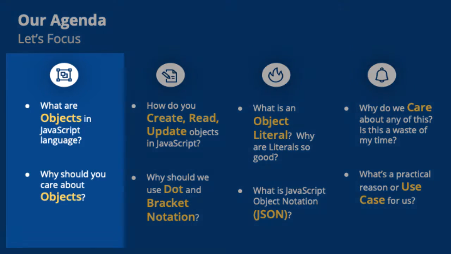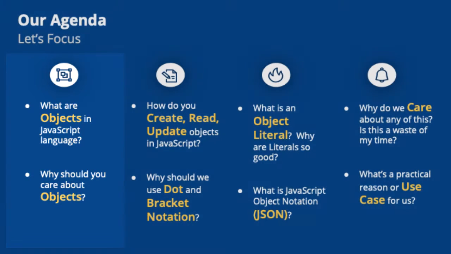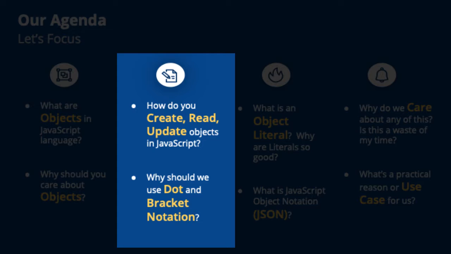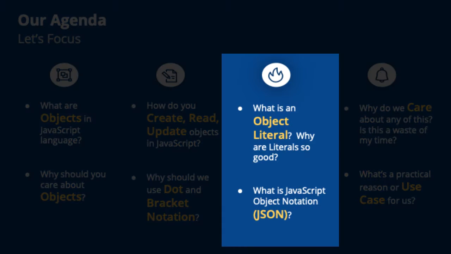First, what are objects in the JavaScript language and why do we care so much about them? Second, how do we create, read, update objects in JavaScript? And how do we use mechanisms like dot and bracket notation to perform operations? Third, what is an object literal and why are they so good to use? And how do JavaScript objects relate to JSON?